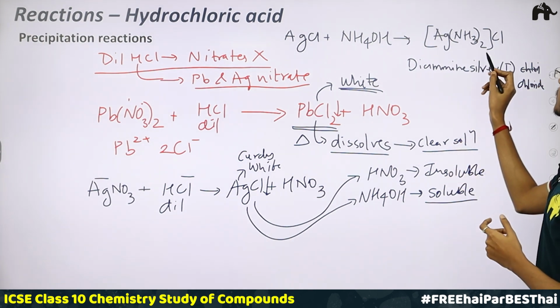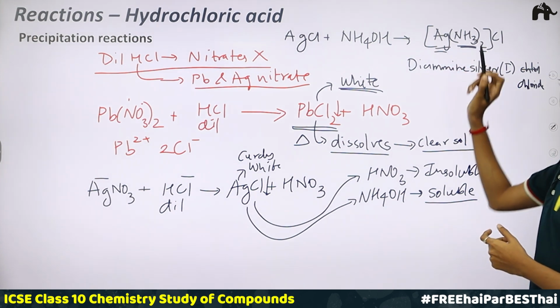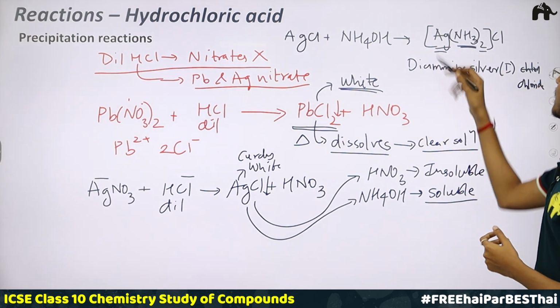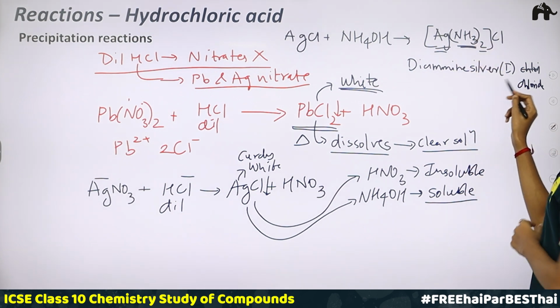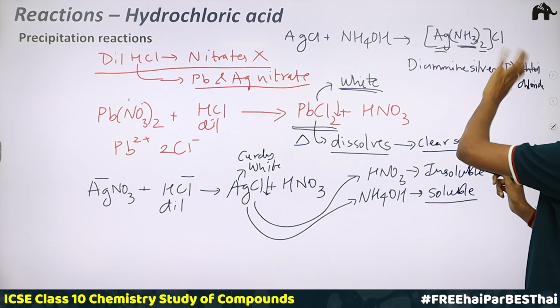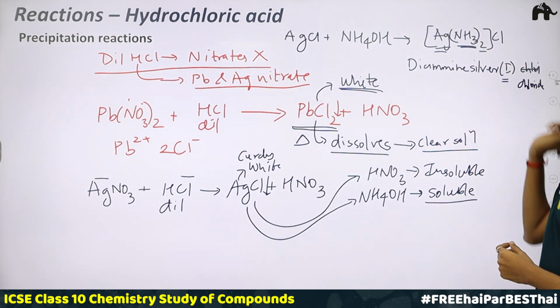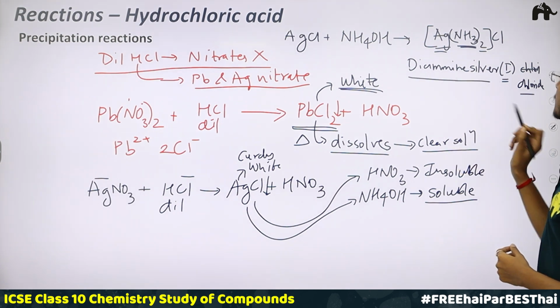For simplicity, you can just remember diamine, A-M-M-I-N-E, then silver. Okay, so diamine silver, and then one is the oxidation state of the silver in this complex. Okay, so no need to understand this right now, okay? And then chloride. So this is the name, simply you just remember it for now.